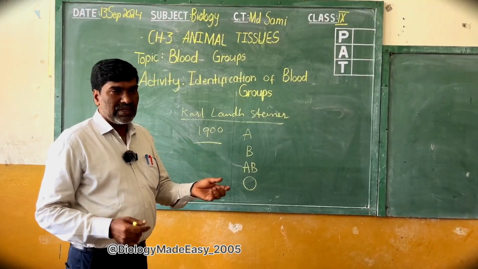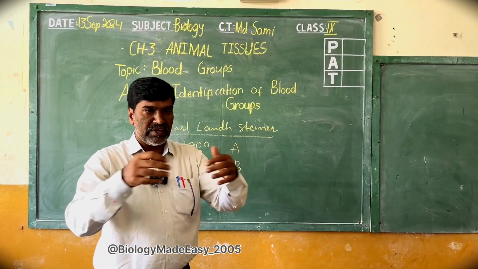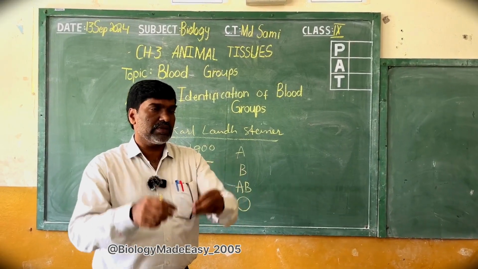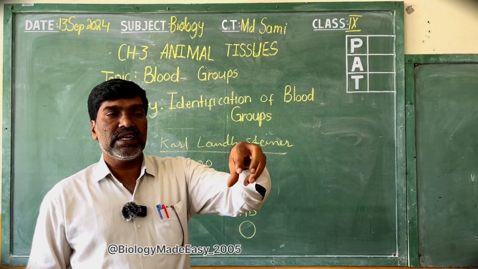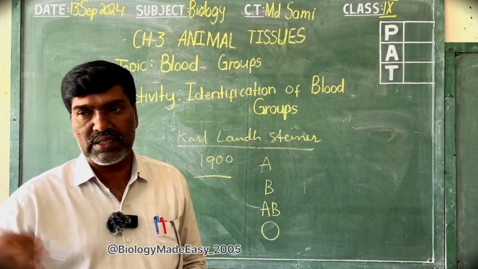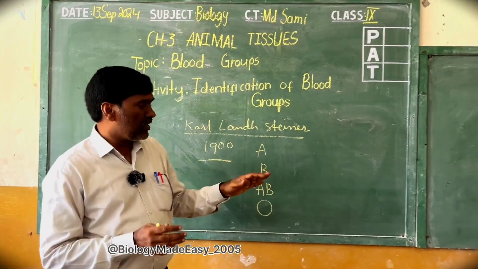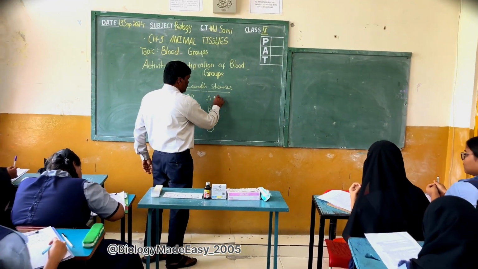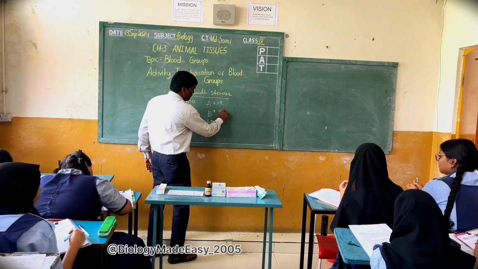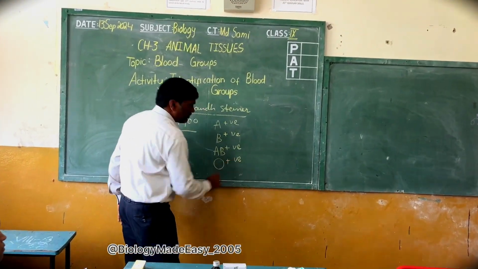How did he observe? He collected many blood samples of different people and mixed the different blood samples. He observed that in some blood samples there is clotting of blood, but in other samples there is no clotting. By this he observed that there are 4 different groups. There will be A positive, B positive, AB positive and O positive.